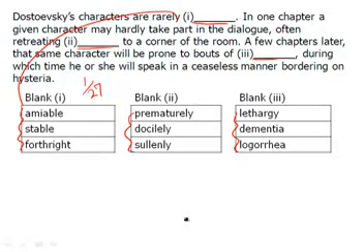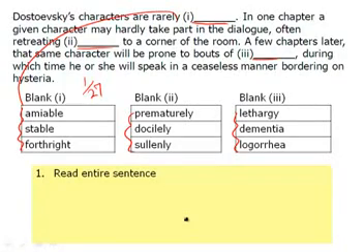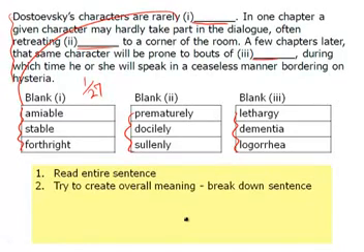We want to read the entire sentence, get ourselves through here. Once we do that, we want to break down that sentence, make sense of it. What's going on? So let's start that. Dostoevsky. D's characters are rarely blank. Now, what do you notice? Well, that very first blank, it could be any of these three words. So there's no way we can know without reading on.